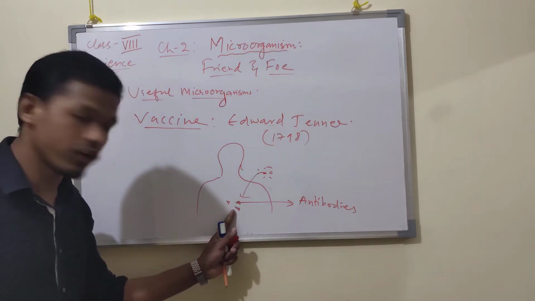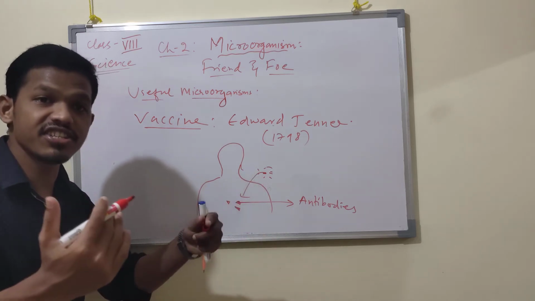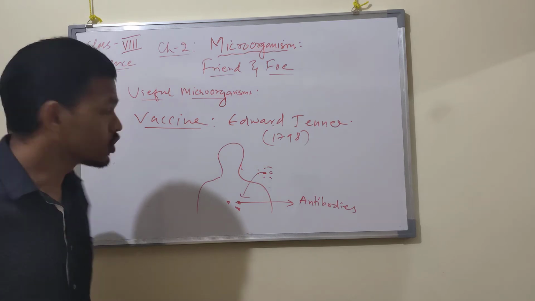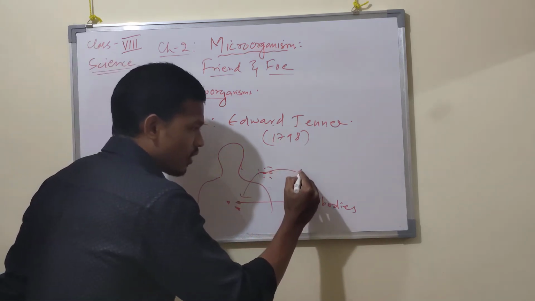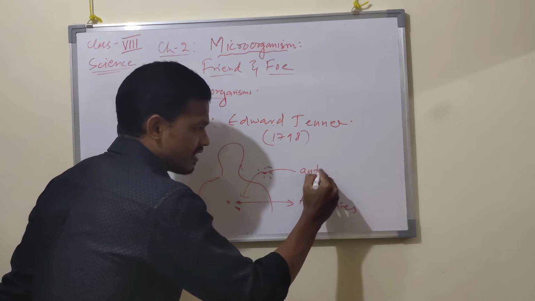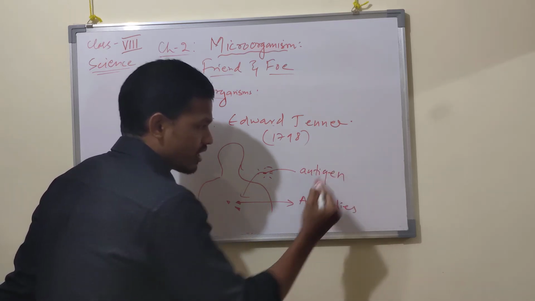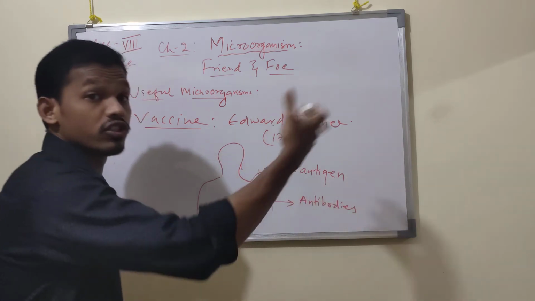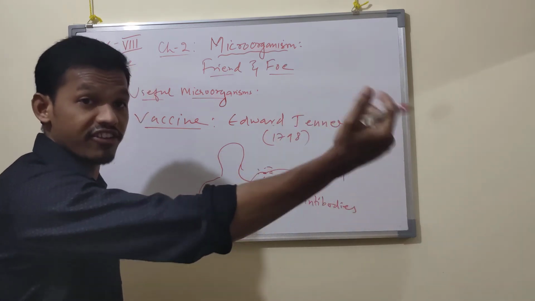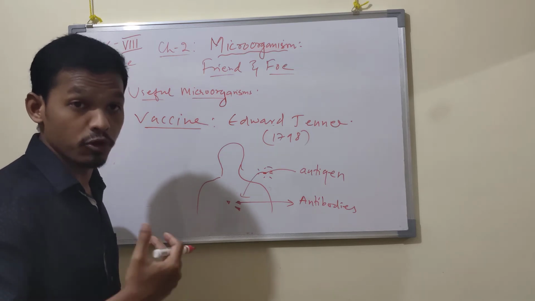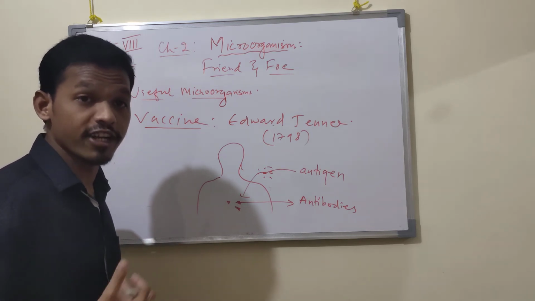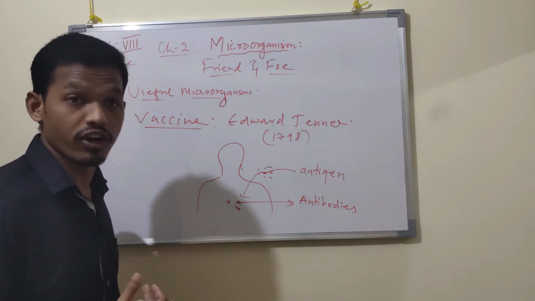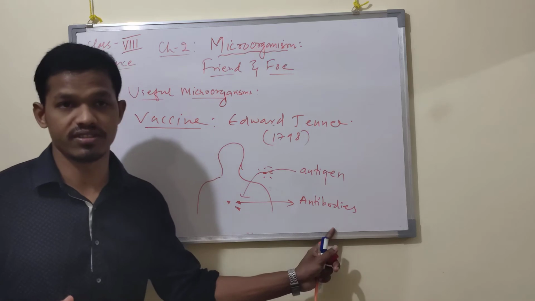These antibodies will fight against any disease, any microorganisms which are entering into our body. So these microorganisms are known as antigen. What is called? Antigen. These are called antigen. Those microorganisms which are outside of our body, which are entering into our body. And those which are present in our body, which will defend against any diseases or any microorganisms, they are known as what? Antibodies.